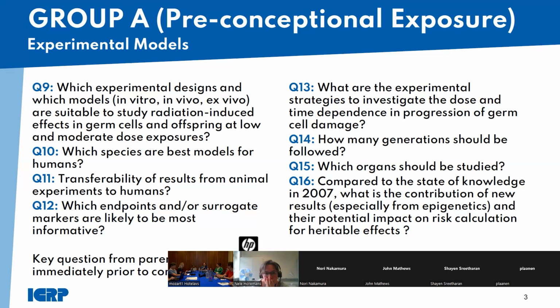Okay, then about question 11, transferability of results from animal experiments to humans. So that's a big question actually. We have learned that the mutation rates in the specific locus tests are higher than the mutation rate from the recent whole genome sequencing studies in humans. A simple question actually: would it simply be possible to use a correction factor for this?